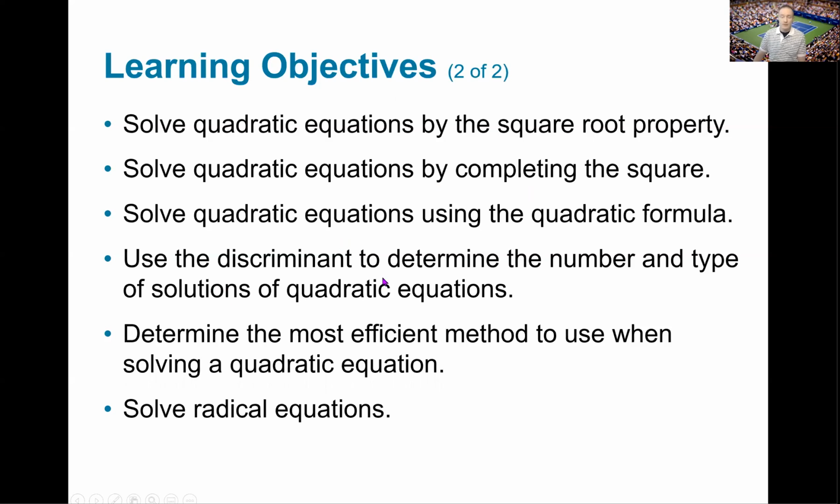Use the discriminant to determine the number and type of solutions in the quadratic equation. So the discriminant is the b squared minus 4ac part of the quadratic formula. It is a handy tool, especially to make sure that you don't go through a problem trying to look for a real solution all that while just to find out there are no real solutions. And you could have found that out much more quickly using the discriminant. So we'll talk about that.